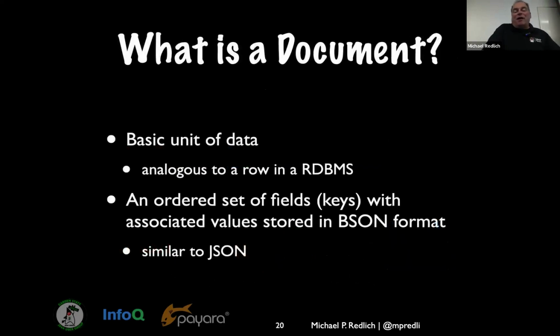All right, so what is a document? It's basically JSON, or more accurately, binary JSON. We'll talk about that in a bit. It's an ordered set of fields with keys and associated values.